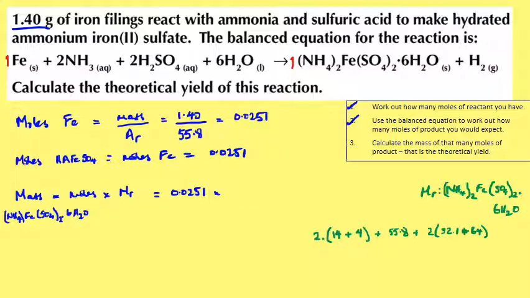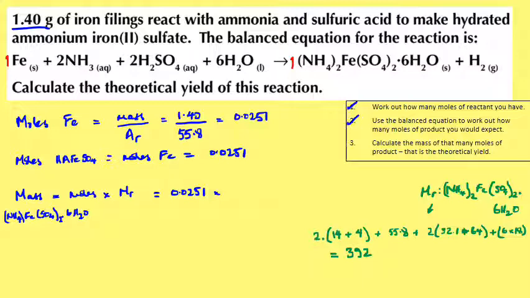And then we've got 6 waters. So oxygen 16, hydrogen's 2, so that's 18, 6 times 18. Okay, and so if we were to work through that sum, we're going to get an MR of 392. So the MR is 392.